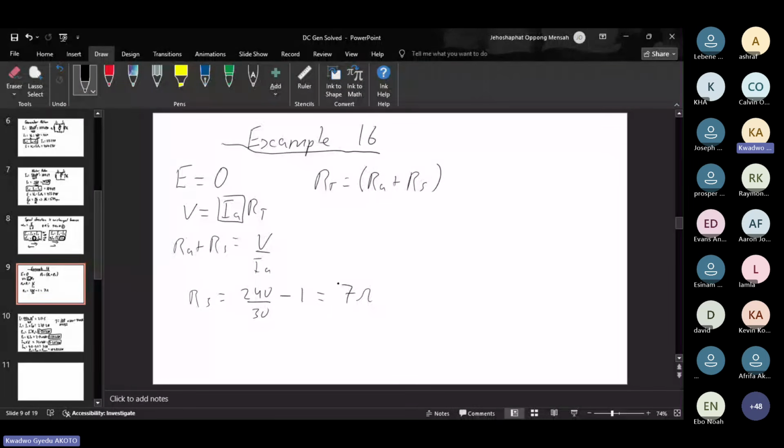The starting or series resistance required to limit our armature current to 30 amps is 7 ohms. If this does not exist, we are going to have a starting current of 240 over 1, so our IA is going to be 240 amps, which is far greater than the 30 amps we want to limit it to. You understand?